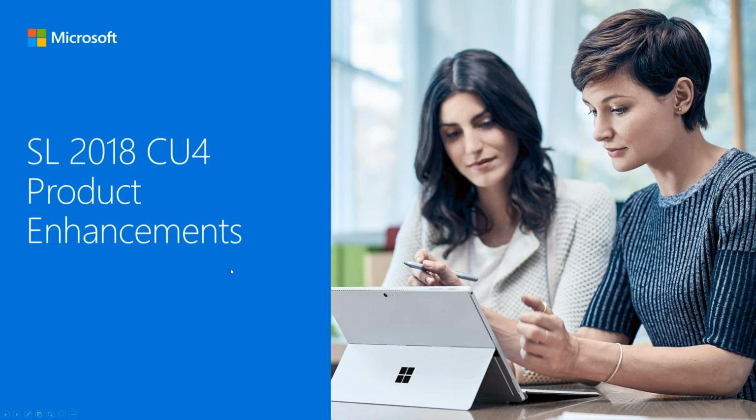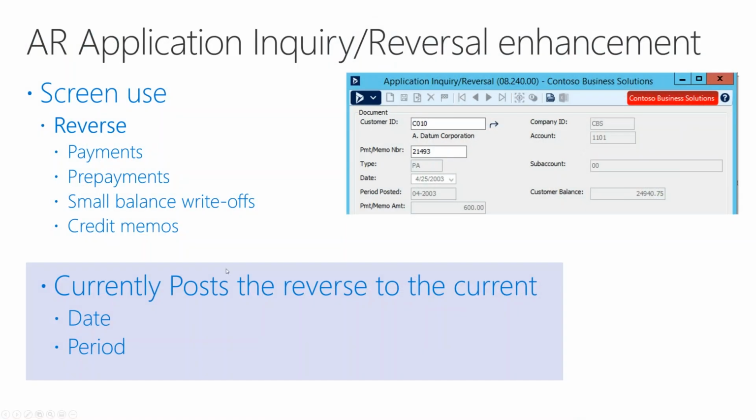All right, so CU4, well, the first thing that we have is one of the requests that we have is through the application inquiry reversal screen that's been out there forever. And the idea behind this screen is that you can reverse payments, prepayments, small balance write-offs, and credit memos. Okay, Jeff, yep, we know this functionality. It's been that way forever, so what is the request?